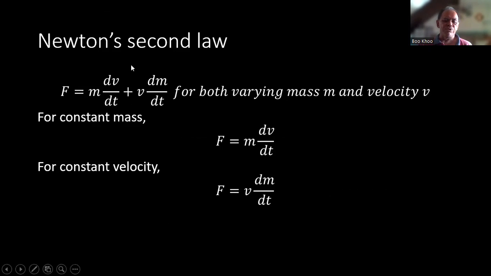Newton's second law can also be written like that, where this is acceleration. If both mass and velocity are changing, we use this equation. For constant mass, this term is zero. For constant or uniform velocity, this term is zero. So in a particular problem, you have to see whether both are changing. With constant mass, we just use mass times acceleration, or we differentiate dm/dt, that's all.